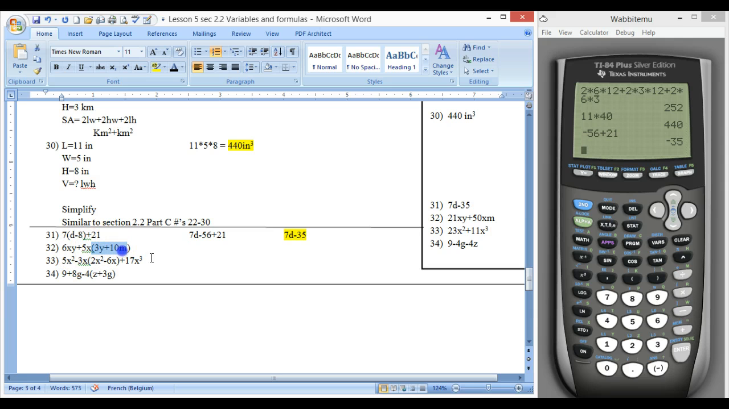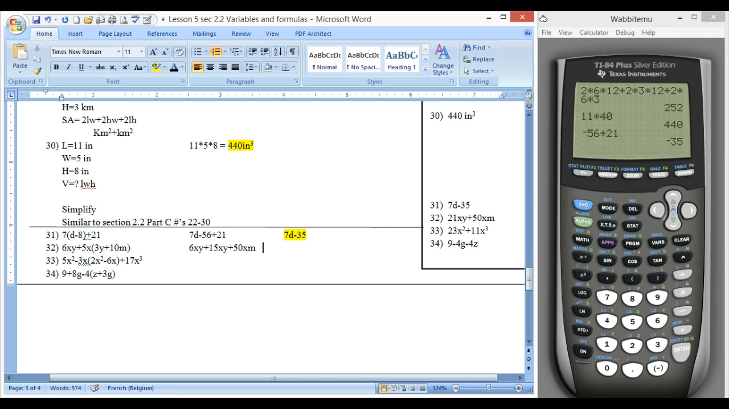Again, I can't add inside the parentheses, so I need to do the distributive. The 6xy isn't a part of the distributive, so he stays out front. Then I have 5x times 3y. That means I can multiply 5 times 3, which is 15, and the x and the y. Now I need to multiply the 5x into the next one, 5x into 3y, 5x into 10m. So 5 times 10 is 50, so I need my plus sign. Then I have the x and the m.